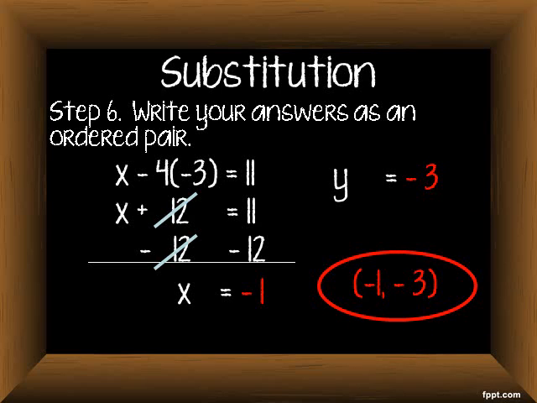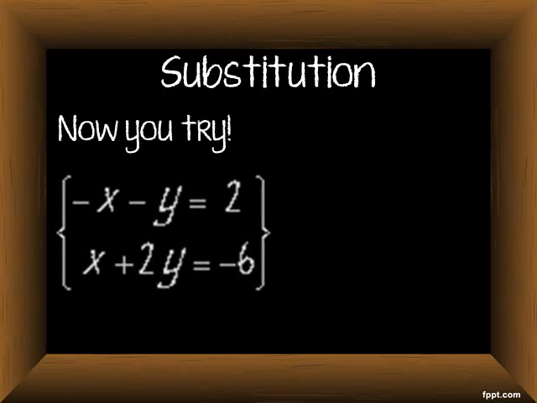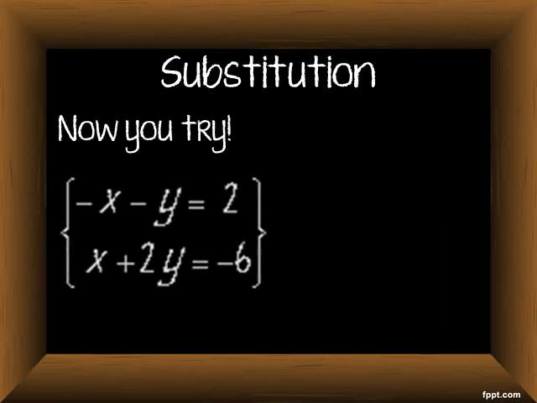Let's try another one. Following the steps that we just learned, go ahead and write down this system. Negative x minus y equals 2. And x plus 2y equals negative 6. You give it a try. Follow the steps we just listed and see if you can't find your ordered pair. Pause the video, and then when you've finished, resume the video to check your answer.